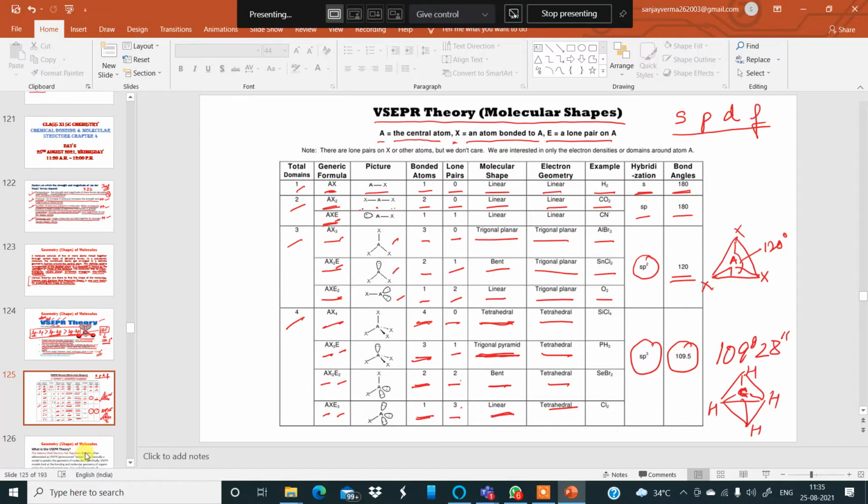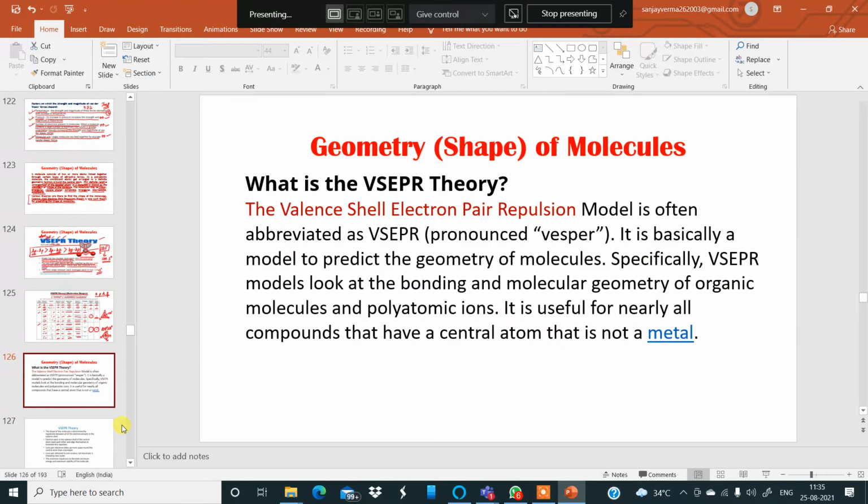Now, looking at the next slide, geometry shape of molecules. The first question is, what is VSEPR theory? That is important to understand, because after explaining the theory, I find students asking, what is the full form of VSEPR? The full form of VSEPR is valence shell electron pair repulsion theory. This model is often abbreviated as VSEPR, pronounced "VESPR". It is basically a model to predict the geometry of molecules.